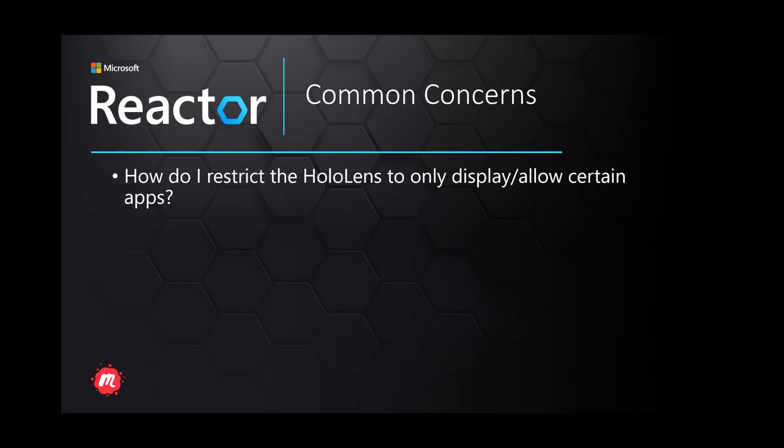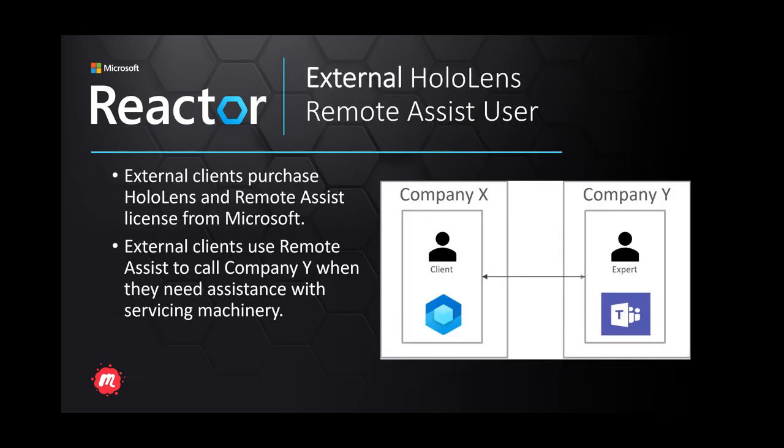And this scenario is the external HoloLens Remote Assist user. So in this example, we have two companies, Company X and Company Y. Company X is a client of Company Y. Company X owns their own HoloLens device, and they own their own Remote Assist licenses. And Company Y has experts as well as a Teams license.